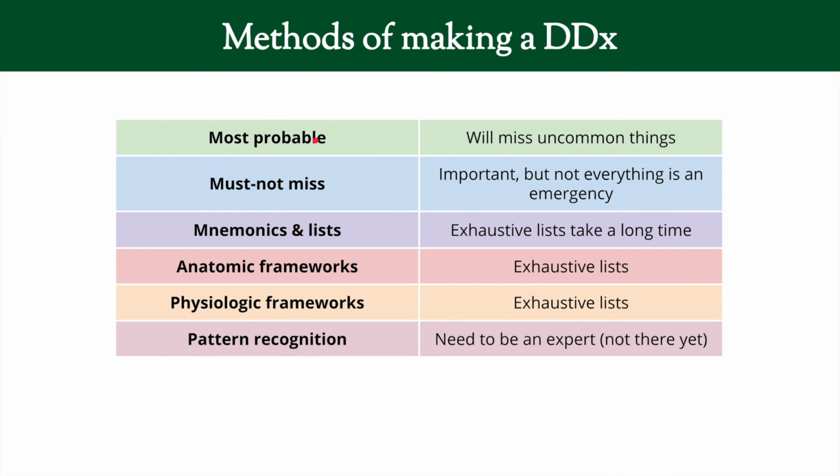Most probable, what are the things you commonly see? Because common things are common, right? But you will miss uncommon things. Must not miss. We can't miss the things that are going to kill someone. But not everything is an emergency, right? Mnemonics and lists. And so these are oftentimes very big lists. So you need to somehow whittle that down to a more manageable amount. Anatomic and physiologic frameworks can also generate pretty exhaustive lists. So you need to get information that can quickly whittle that down. And pattern recognition, which with experience you will develop.